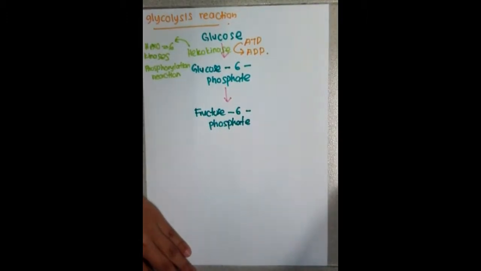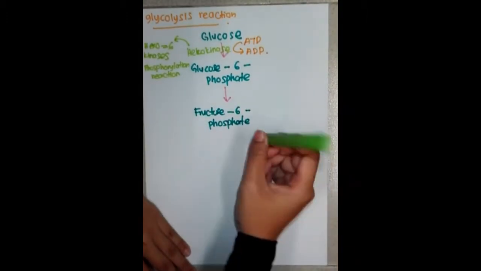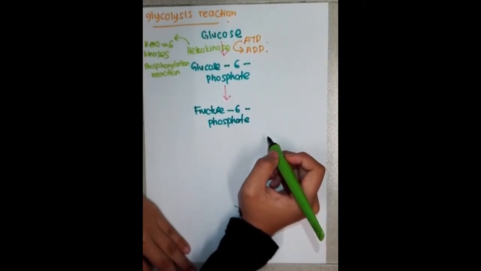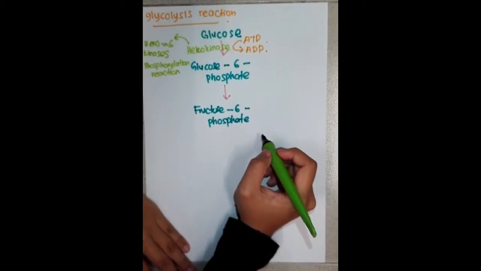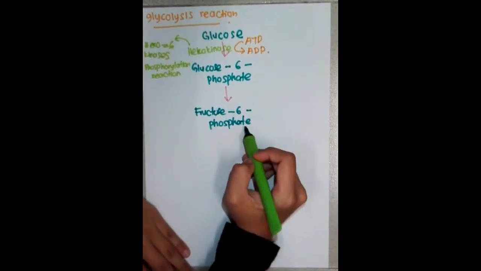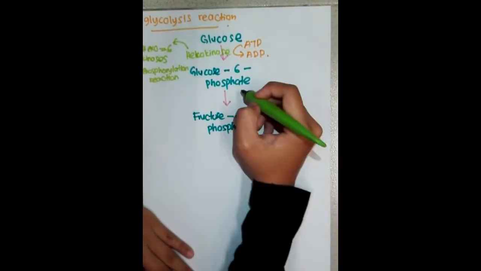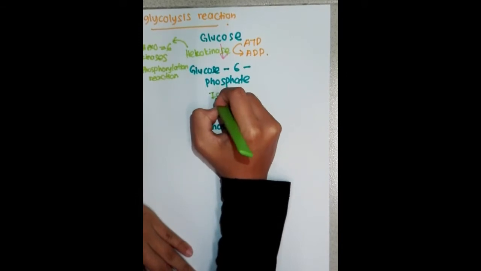The enzyme hexokinase transfers a molecule of phosphate from ATP to glucose, and glucose produces glucose 6-phosphate. In this step, ADP is produced, showing that a molecule of ATP is used. Glucose 6-phosphate will then be converted into fructose 6-phosphate, which is catalyzed by the enzyme isomerase.